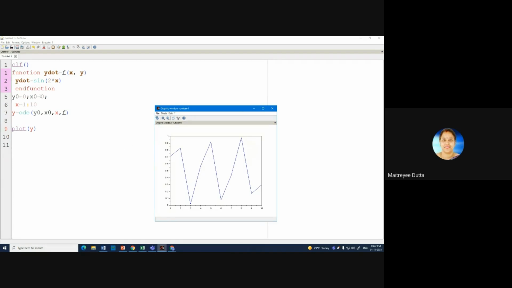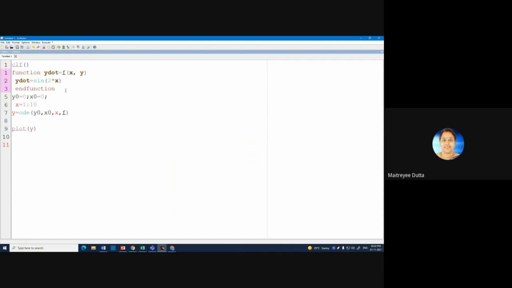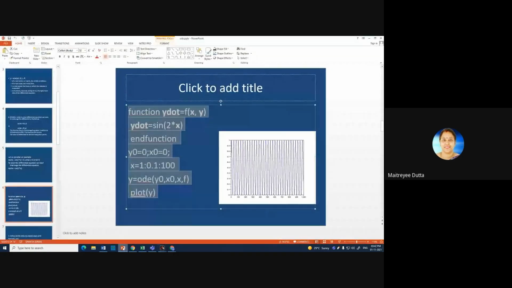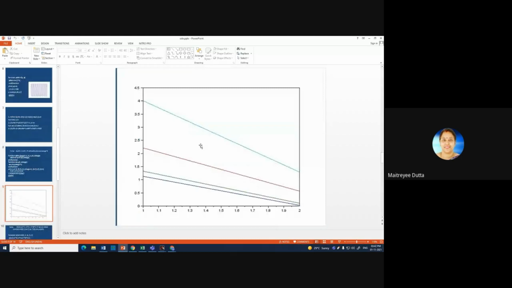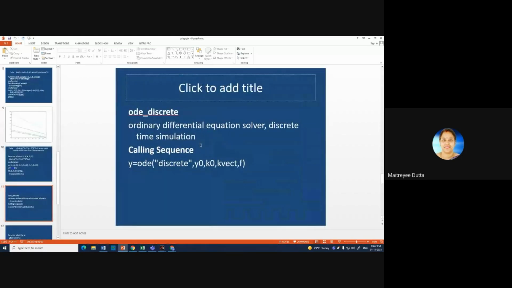I suppose it is understandable to you what we mean by ODE. And all the functions that I have given to you, this PPT is also there with you in ODE. There you can practice how to get the solution of dy by dx minus sine x plus y minus exponential x minus exponential y is equal to 0 for x equal to 0 and y is equal to 1. That is the initial value, right?